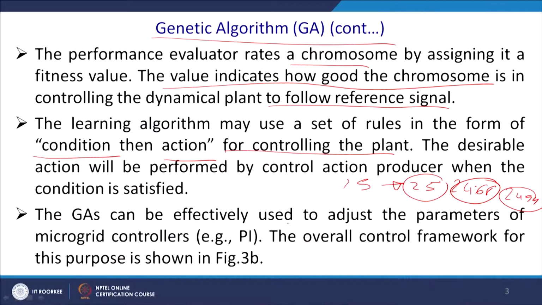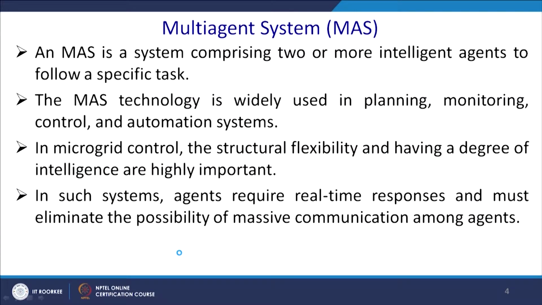And GA can effectively be used to adjust the parameters of the microgrid controller, for example, PI. The overall control framework for this purpose is shown in figure 3b. So, that was in your previous slides.